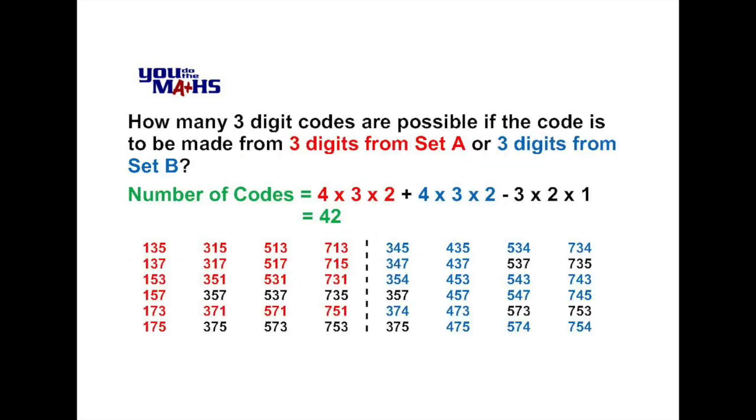We can see here in the list that those in red are those that are unique to set A, and those in blue are those that are unique to set B, and in black we have those codes that are possibly formed from both the numbers in set A and set B.